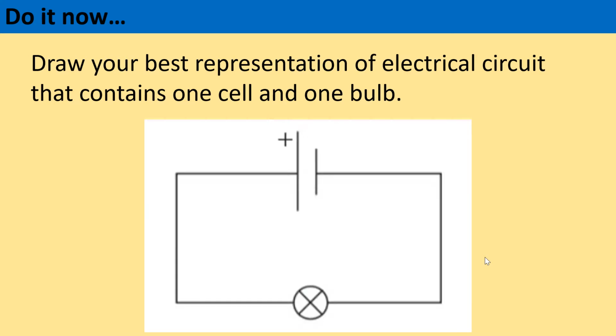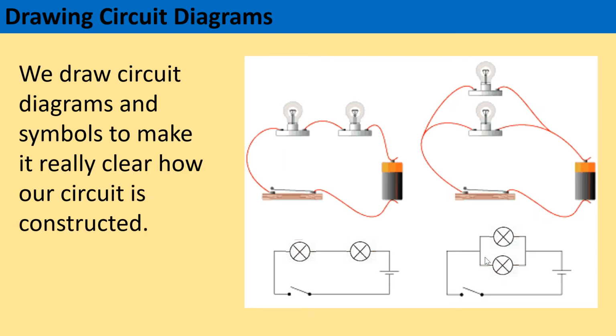Okay, hopefully you drew something like this. We've got the cell at the top there with the positive sign just on the left hand side, and you've got your bulb at the bottom there, which is the circle with the cross, and then you've got straight lines connecting your cell and your bulb. Now, this is what's known as a circuit diagram, and we draw circuit diagrams and use symbols to make it really clear how our circuit is constructed.